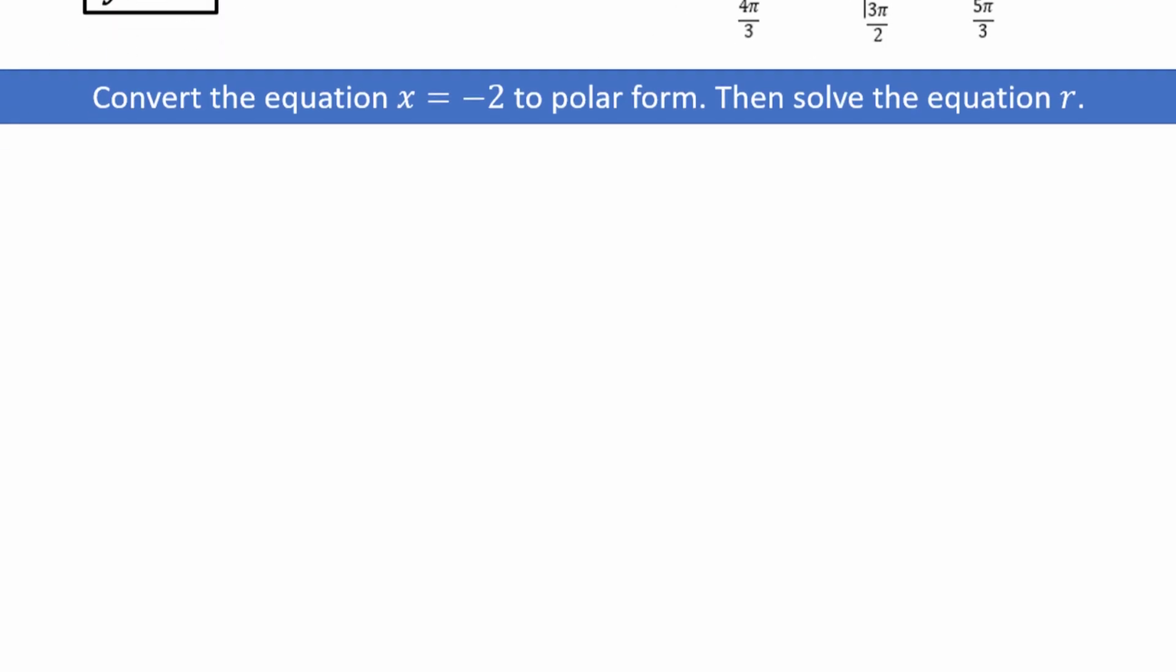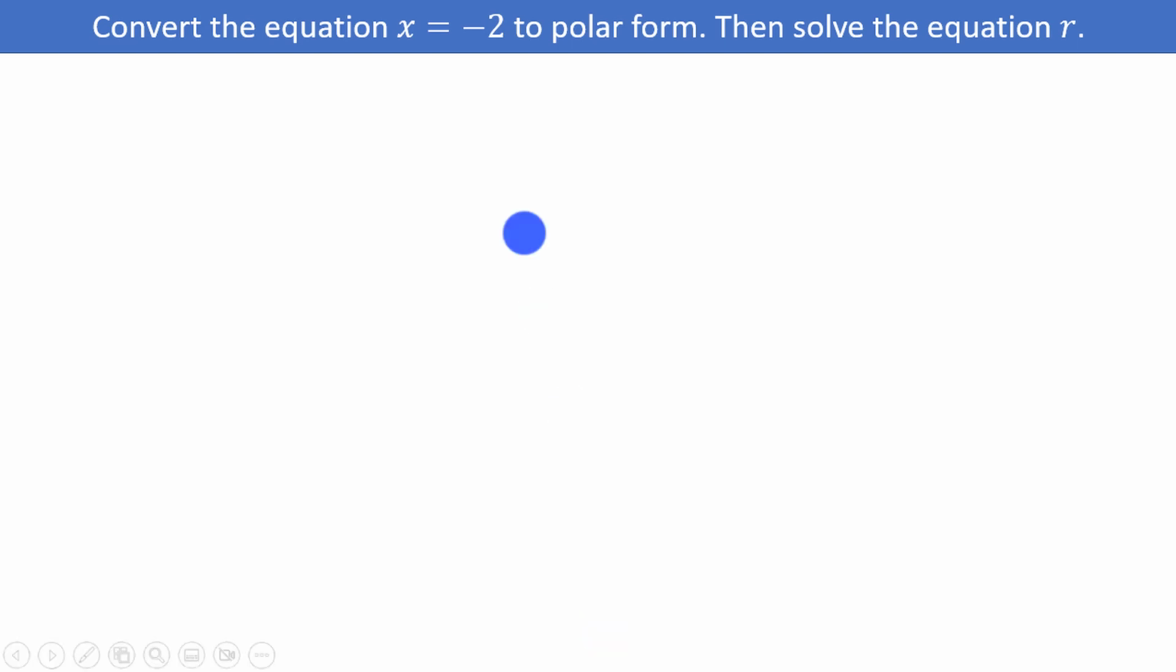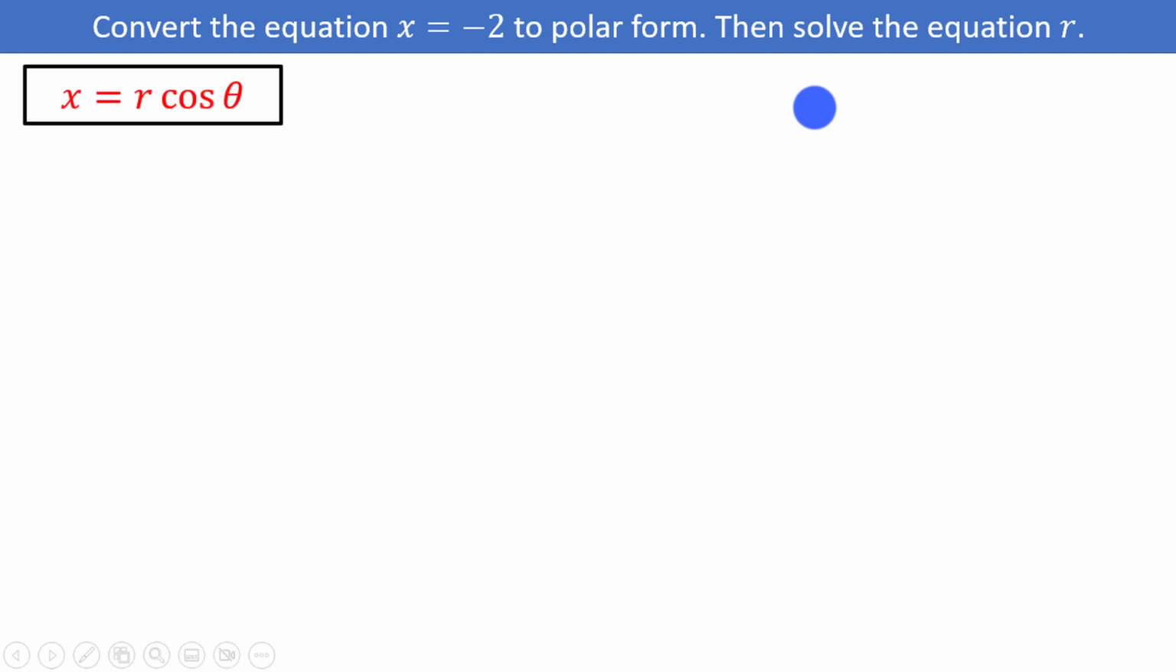Let's try one going the other way around. We have x is equal to -2, which we would like to convert to polar form. Once we convert to polar form, we are asked to solve the equation for r. We know that x is equal to r times cosine of theta, so we can substitute r cosine theta for x in our problem. We have x is equal to -2, which is the same thing as r times the cosine of theta is equal to -2.